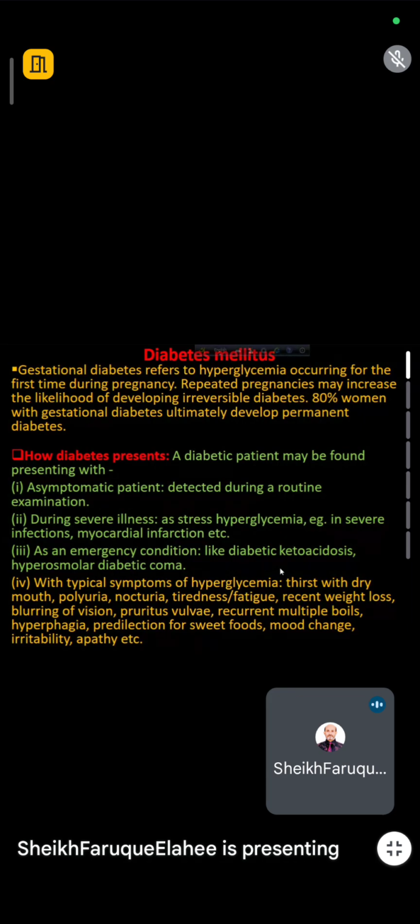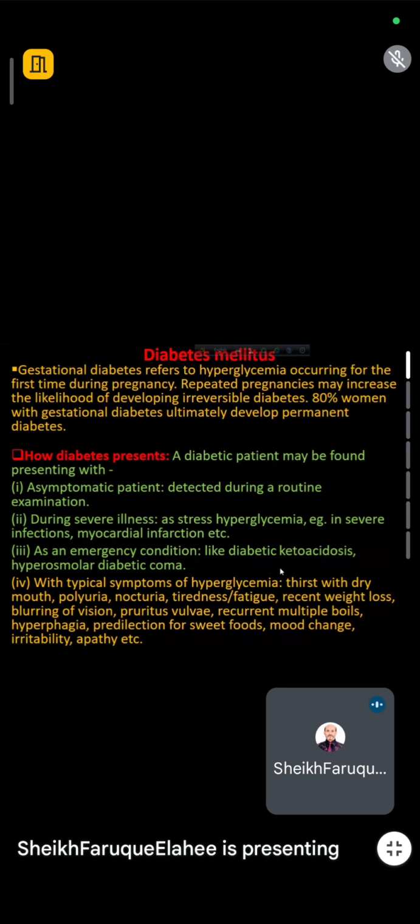What are these? Number one, this is called polydipsia. What is polydipsia? He has more thirst. He will take more and more water, and he will have a dry mouth. Like our bryonia cases, he will say, my mouth became dry and I take more water frequently. So number one is polydipsia, which means more thirst.